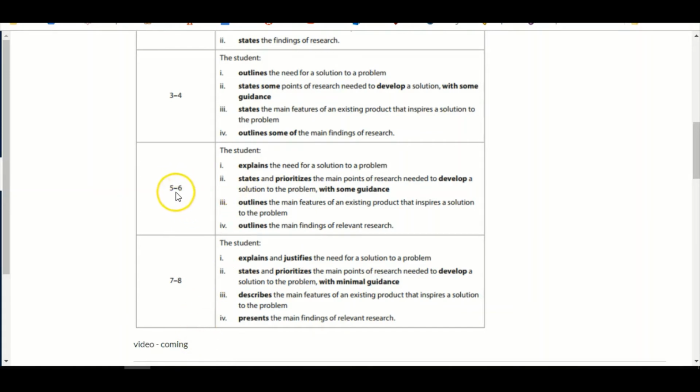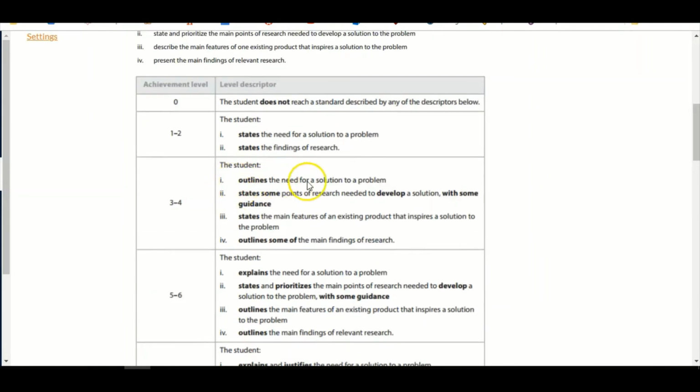So you could do a little bit less than that. You could explain the need for a solution to the problem, and that would be a 5 or 6. You could outline the need for a solution to the problem, which would be a 3 or a 4, or you could state the need for a solution to a problem, which would be a 1 or a 2.